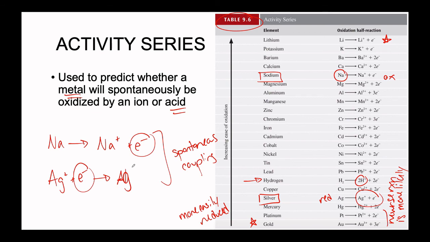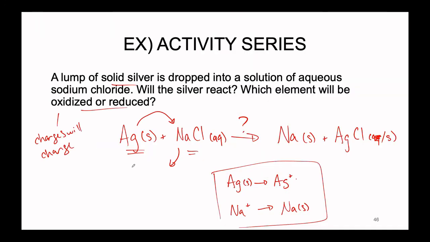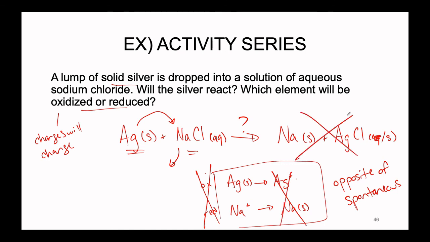Well, if we compare this spontaneous coupling to what's actually occurring in this reaction, we can see that the species are arranged in the opposite of spontaneous. In this hypothetical reaction, it's actually the silver that's being oxidized and the sodium that's being reduced. According to the activity series, this is not a spontaneous coupling of these two species. Sodium is already stable in this form, and the silver in its solid state is also more stable in this form. So as it turns out, this reaction does not occur.